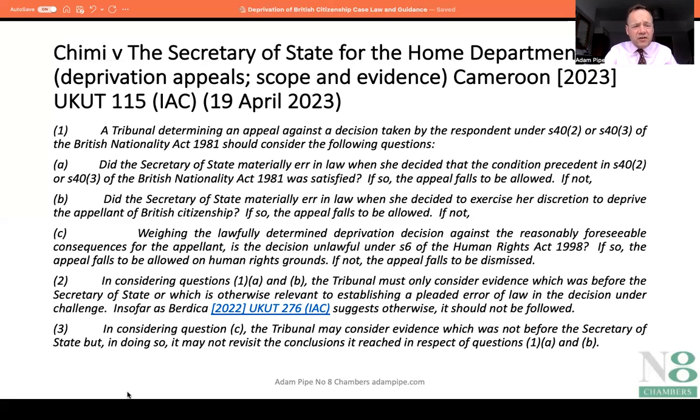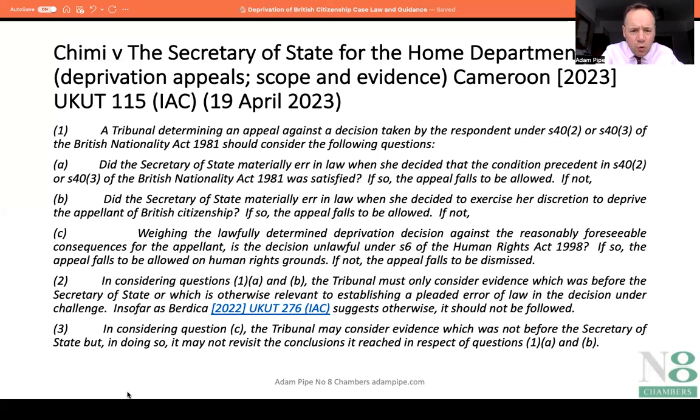So actually, this case is very useful in the way it sets out the approach and is very clear, which is refreshing. It says this: A, did the Secretary of State materially err in law when she decided that the condition precedent in section 42 or 43 of the British Nationality Act was satisfied? If so, the appeal falls to be allowed. If not, you move to B. Did the Secretary of State materially err in law when she decided to exercise her discretion to deprive the appellant of British citizenship? If so, the appeal falls to be allowed. If not, you move to C.